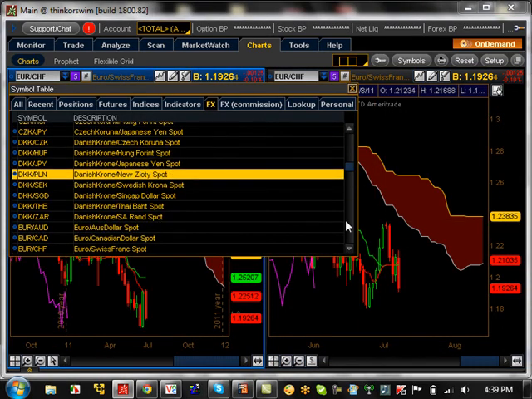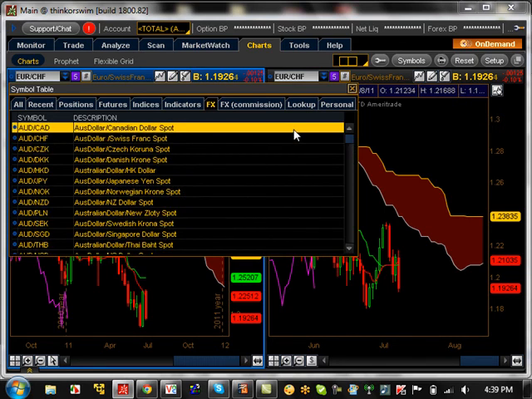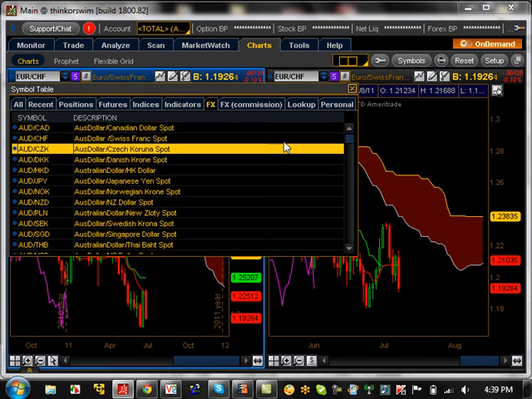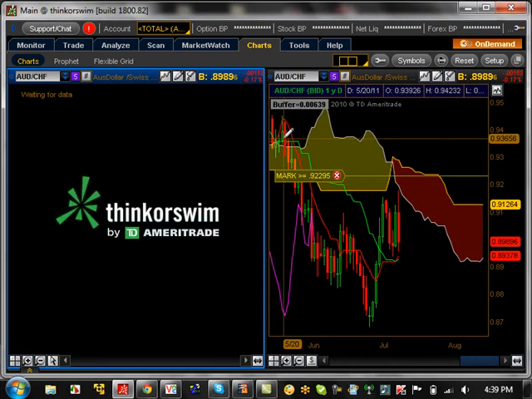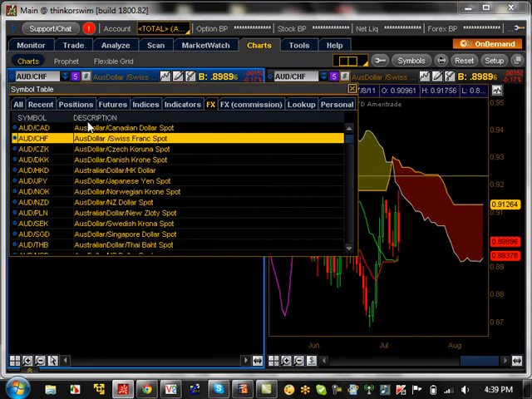Let's go back here. Let's just make sure we haven't forgotten any currencies out there. We did AUD/CAD. Let's do AUD/CHF. If you look at AUD/CHF, on a daily time frame, really nothing going on there at all. A little slow today on the internet for some reason, but it should start picking up soon.